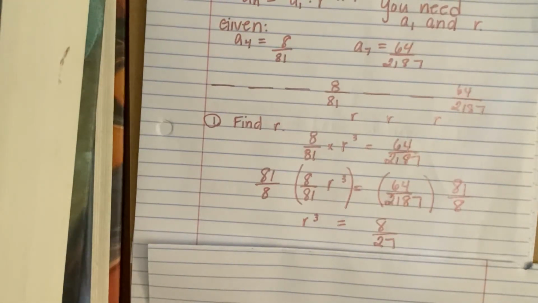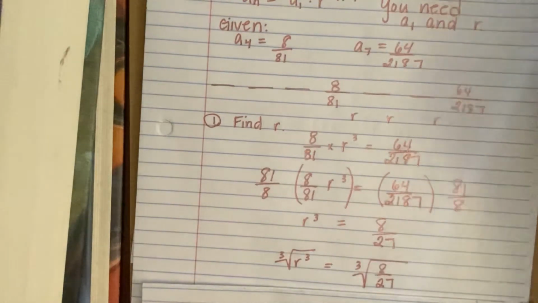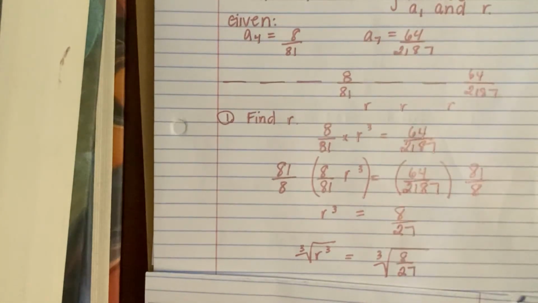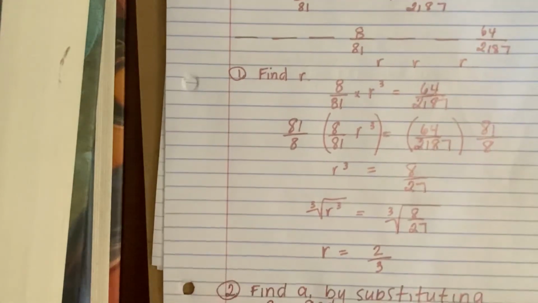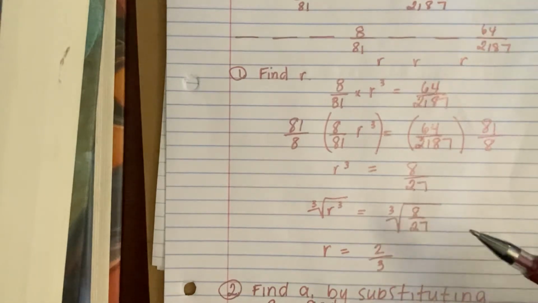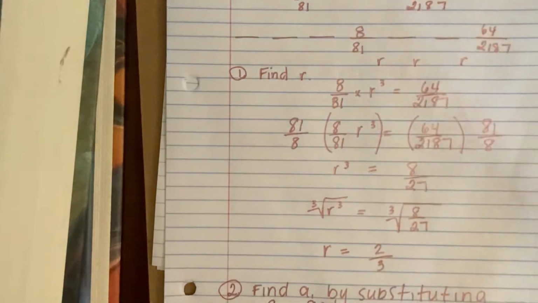Now we're going to have to take the cube root of both sides. When we do a cube root, you don't have to worry about plus or minus. Okay, so if it starts positive, it's going to end positive. The cube root of r cubed is going to just be r. And the cube root of 8 is 2. And the cube root of 27 is 3. So your common ratio is 2/3. Okay, so that's what we're multiplying by to get from term to term.